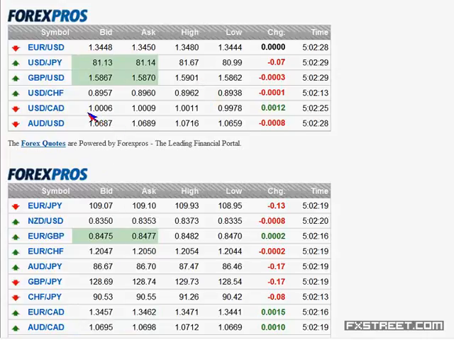Coming to the commodity pairs, USD CAD is trading around 1.0006, 1.0009, 1.0011 is the high, 0.9978 is the low, 12 pips positive net change is seen. And Australian dollar is showing negative net change, 1.0687, 1.0689 at the current level, 1.0716 is the high, 1.0659 is the low, and 8 pips negative net change is seen. So the commodity pairs, USD CAD and Australian dollar, are showing USD gaining moves.